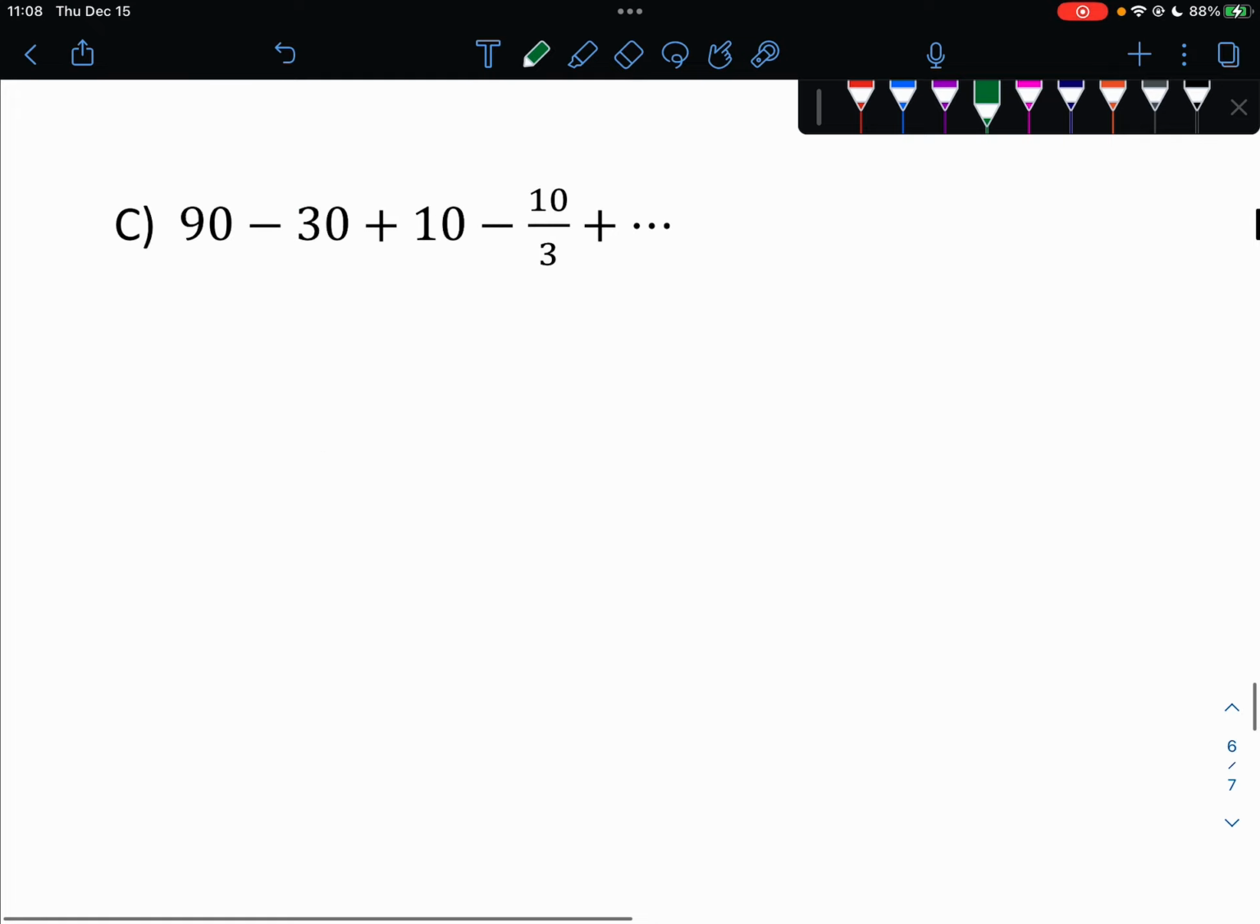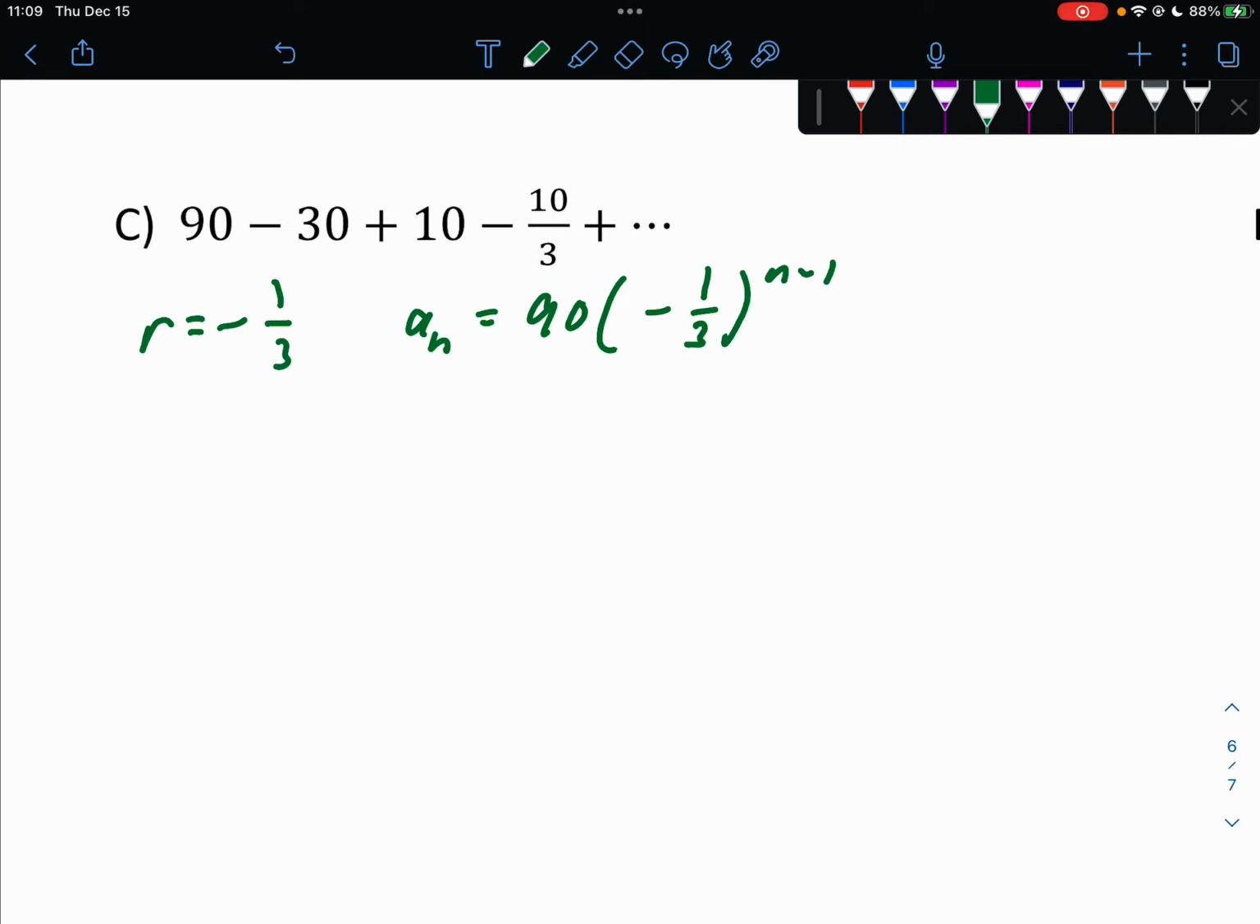C, we can clearly see this is a geometric series. We're multiplying by negative 1/3. So my nth term formula would be 90 times negative 1/3 to the n minus 1. So it's a geometric series. It's infinite because of these dots telling me it goes on forever. So let's look at r. The absolute value of r is less than 1. So therefore, this converges to some number. Now we can find that number.